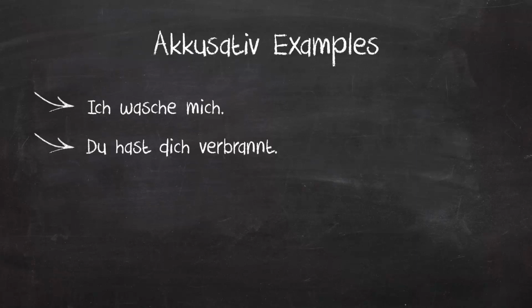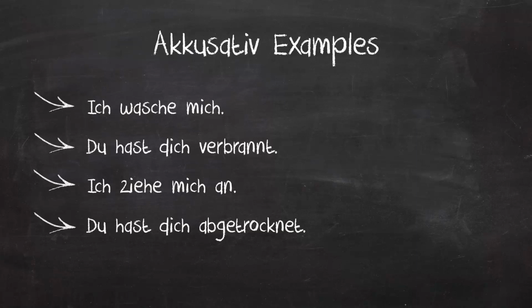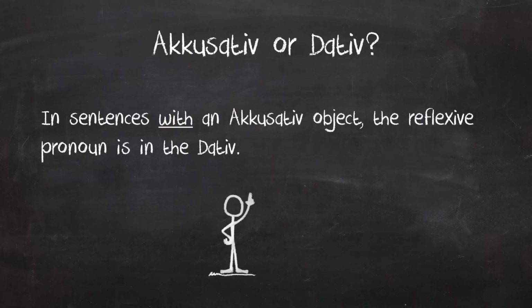Du hast dich verbrannt. You got burned. Or you burned yourself. Ich ziehe mich an. I get dressed. Or I dress myself. Mich, myself. Du hast dich abgetrocknet. You dried yourself off. So those are accusative examples.